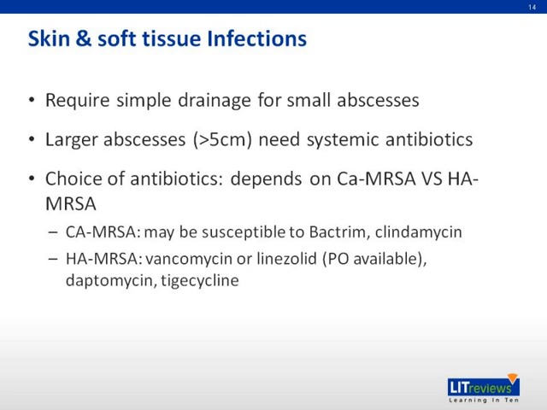Community-acquired MRSA may be susceptible to other kinds of oral antibiotics, for example, Bactrim and clindamycin. The healthcare-associated MRSA treatment is usually with vancomycin, although there are other kinds of antibiotics available, for example, tigecycline, daptomycin, and linezolid.